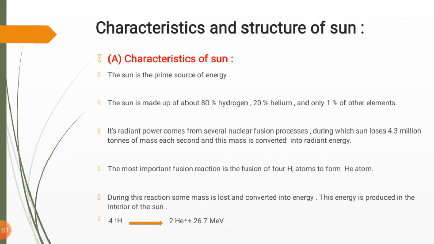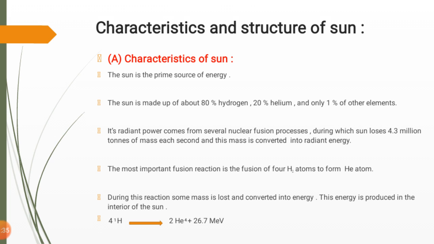That is the fusion of 4 hydrogen atoms, which gives us helium, and in that reaction a huge amount of energy is emitted, which is 26.7 mega electron volts. This energy is obtained from the mass lost by the sun, which is converted into energy. This energy is produced in the interior part of the sun. This is all about the fusion reaction which happens inside the sun.